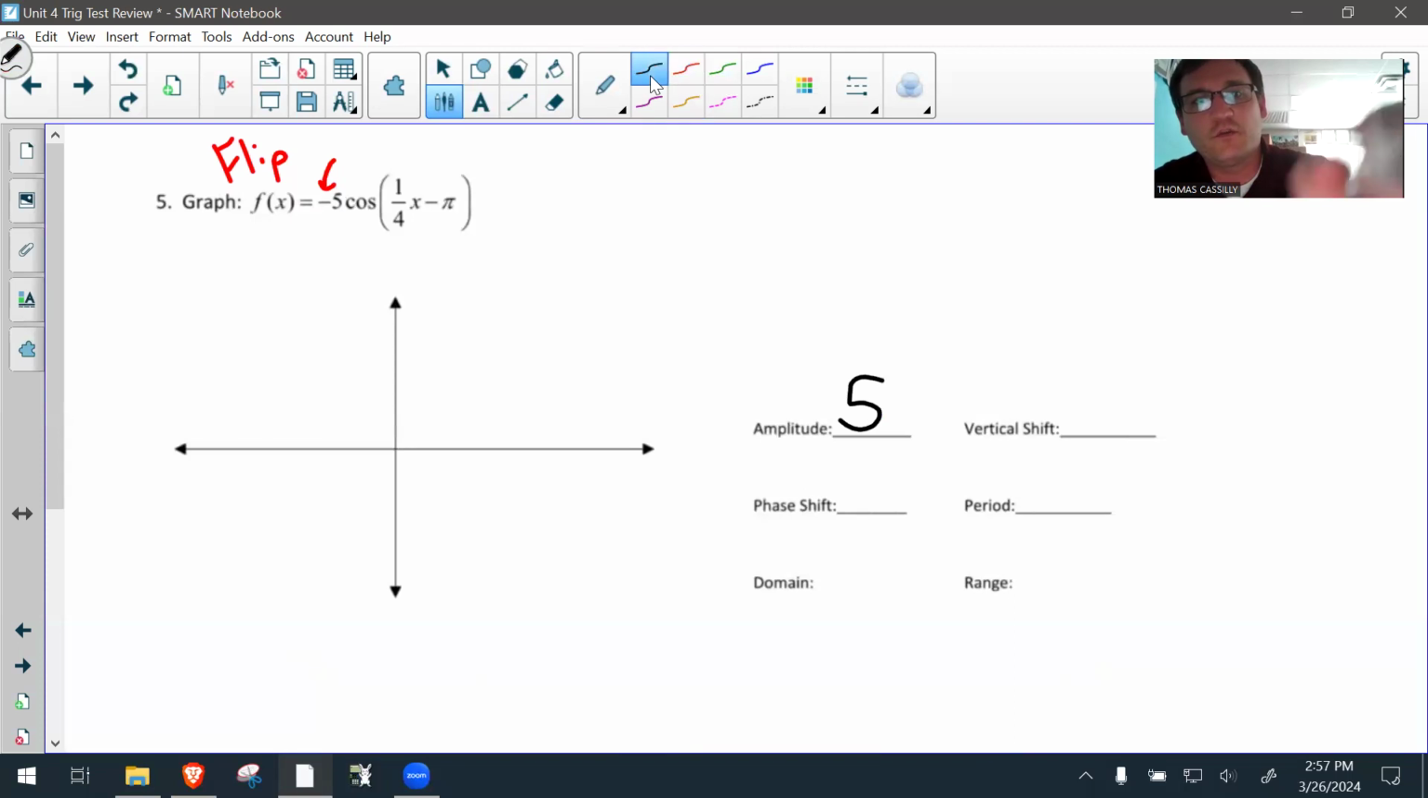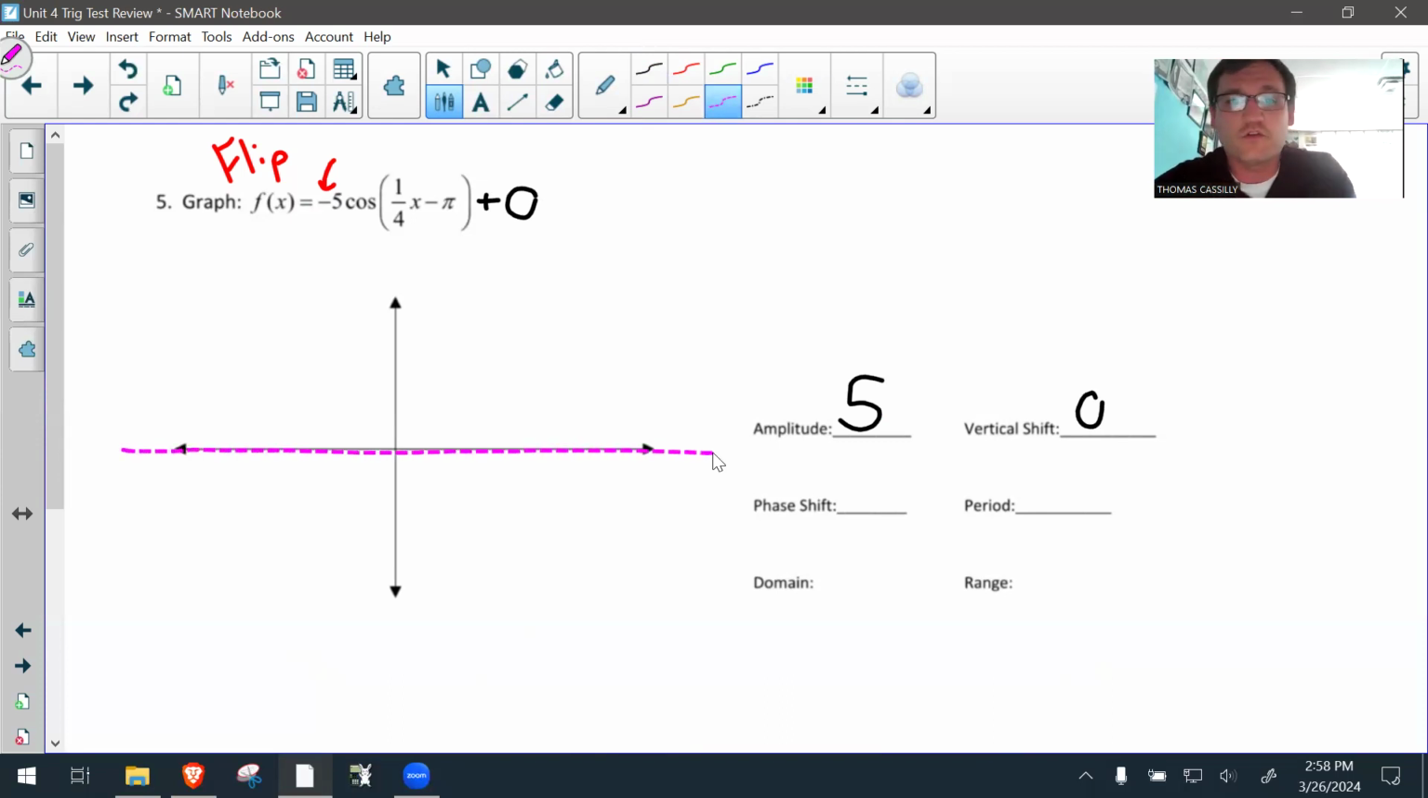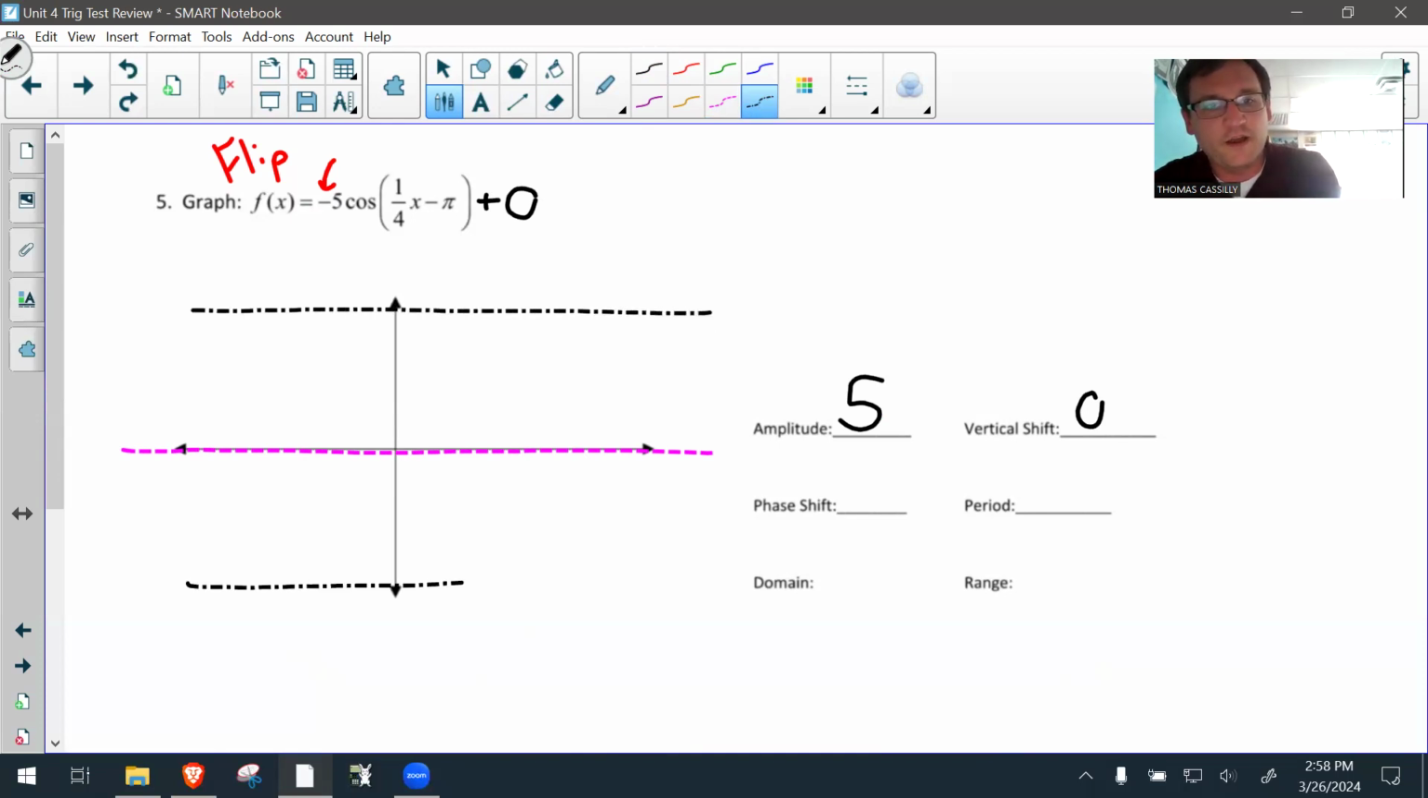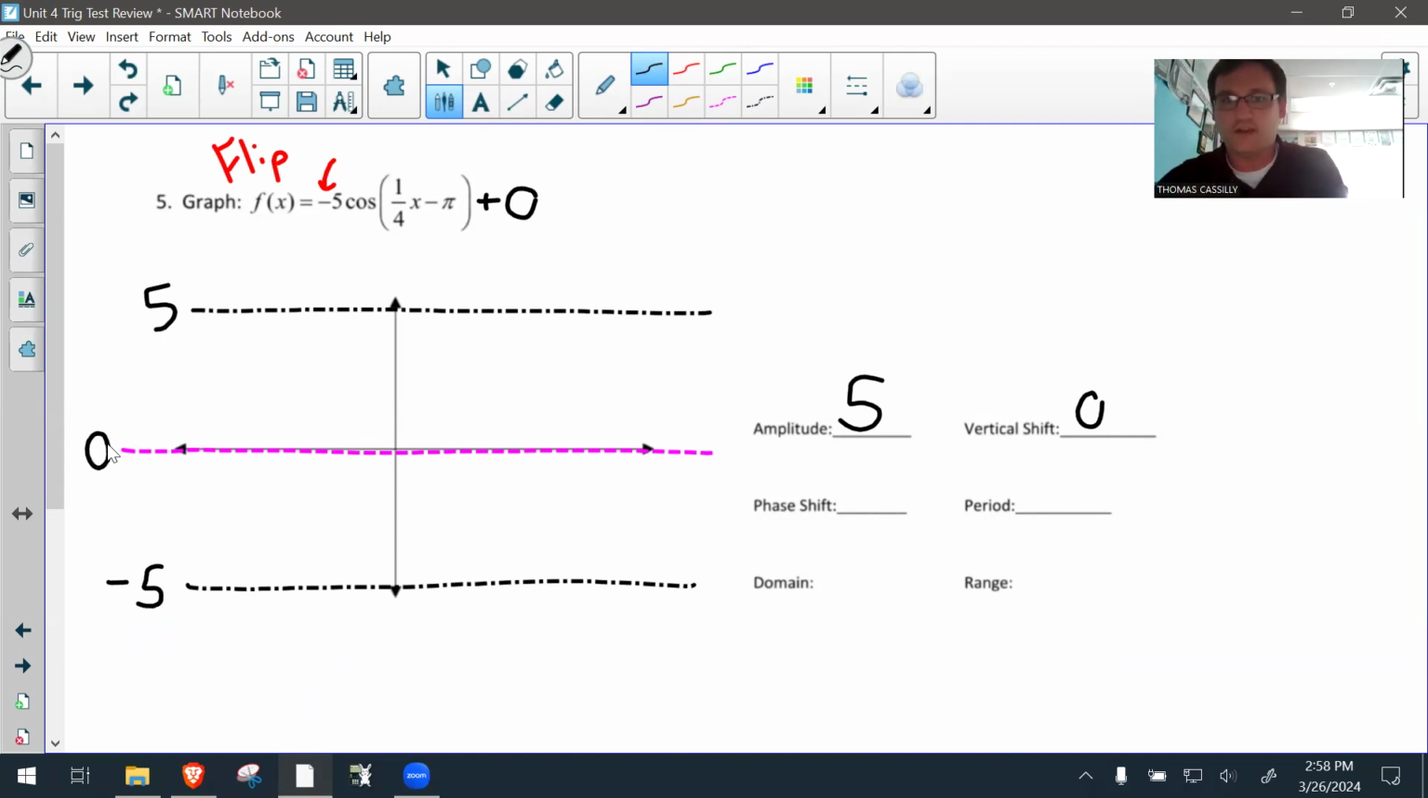The vertical shift, if you want to think about it, that's always going to be plus that last number. There is no number here, so the vertical shift is 0, or you could just say none. So what does that tell us? That tells us our midline does not move. That is just going to be right where it normally is. The amplitude is 5, so that means our maximum and our minimum are going to be 5 units away from the x-axis here. All right, so you're going 5 up, you're going 5 down.